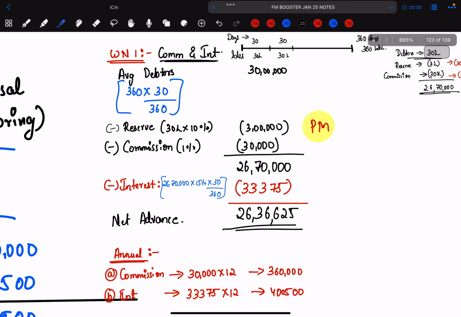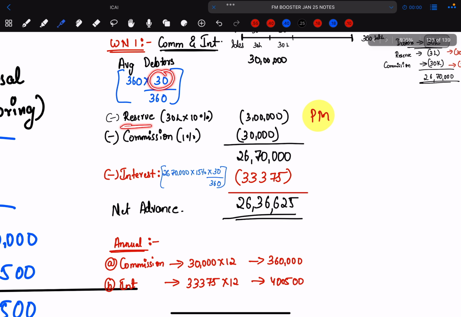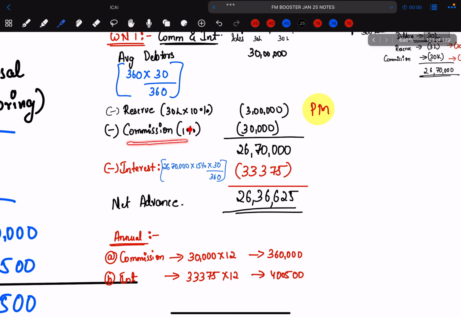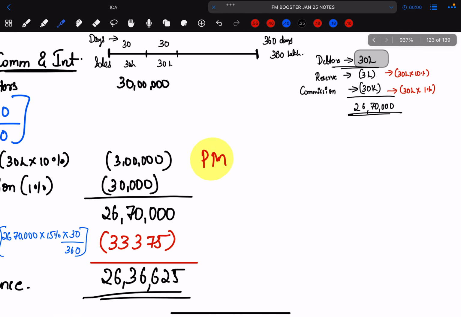This is how to calculate commission and interest. Go for average debtors, that is like 30 days, and take reserve. It will always be given in the question, it should be per month. And commission also 1%.